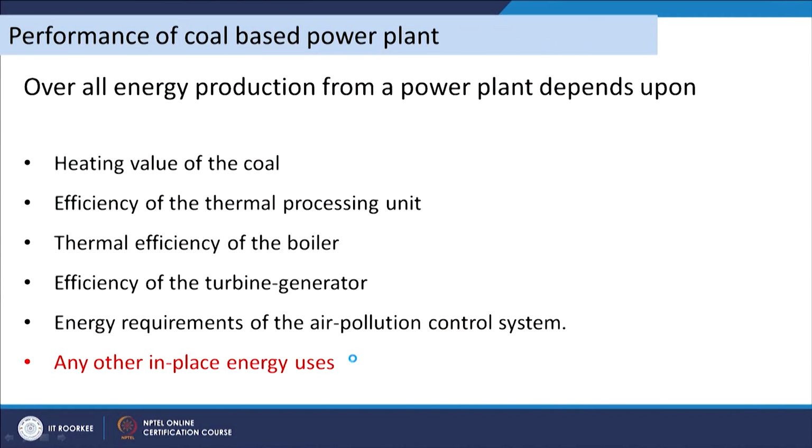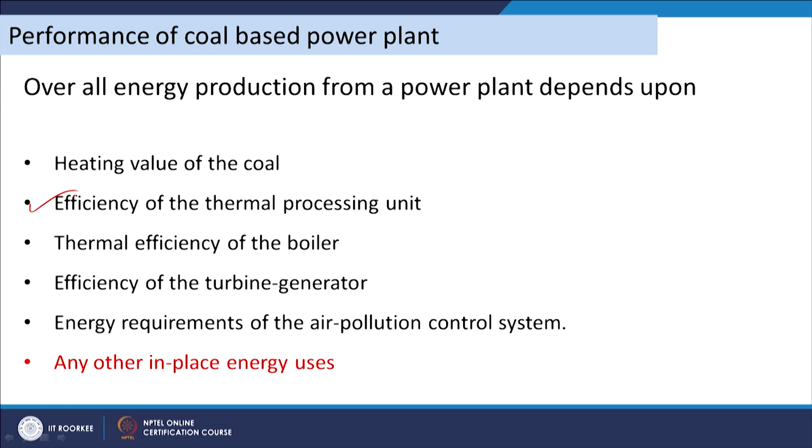Now, we will see what is the performance of a coal based power plant, how can we define it, and how this will be influenced by other factors. Obviously, we are using coal. So, if we have a high heating value, then the performance will be higher, and for the thermal conversion units which we are using, in some cases the combustor or the furnace and boiler are combined, in some cases the two are different units. So, there is variation in the technology, and the heat recovery is also different.